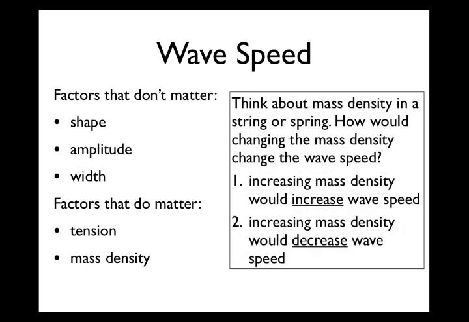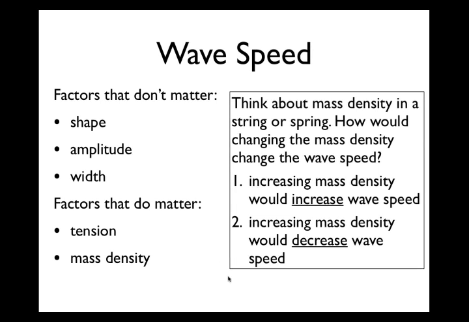How about the mass density? You didn't change this in the exploration, but think about it for a moment and make a prediction. If you increased the mass density, so you made more mass per unit length of the spring, would that increase or decrease the wave speed? Turns out that increasing the mass density decreases the wave speed. One way you can think about this is if you put more mass in the spring, it has more inertia, it's more resistant to changes in its motion, and that overall results in a slower wave speed as the wave propagates down a string or a spring.